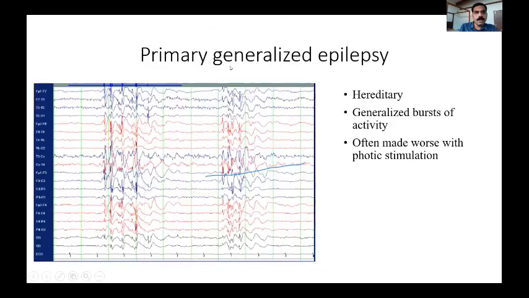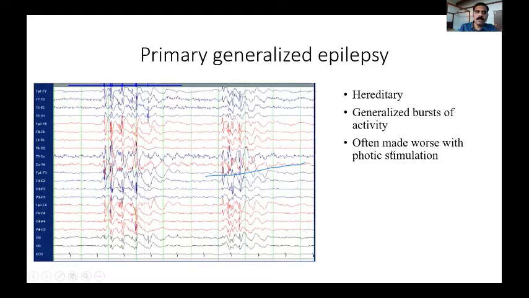This is the typical record of a primary generalized epilepsy. Most of them are genetic in origin. There is a generalized burst of activity of a spike slow wave or a polyspike slow wave. You can see there is a spike and a slow wave. There is a spike and a slow wave. There is more than one spike occurring, polyspike slow wave complexes. And in such cases, usually we get a response to photic stimulation. We get a photoparoxysmal response, and we have this type of EEG with a positive photoparoxysmal response.